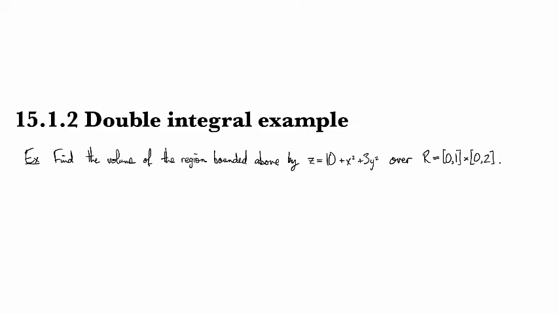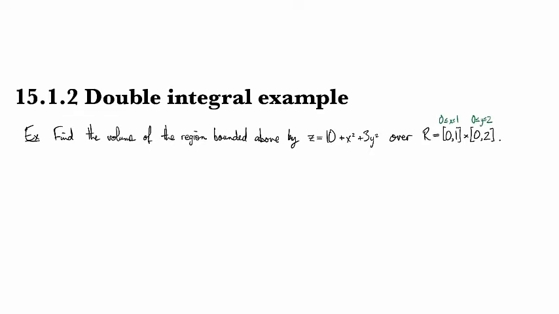In this clip, we're going to look at how to calculate the volume of the region bounded above by this surface right here, 10 plus x squared plus 3y squared, over this region right here. So this is going to be the rectangle where x is between 0 and 1, and y is between 0 and 2. And we'll compute this using a double integral.